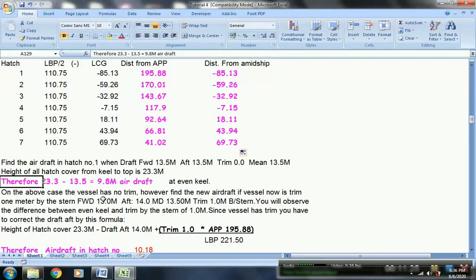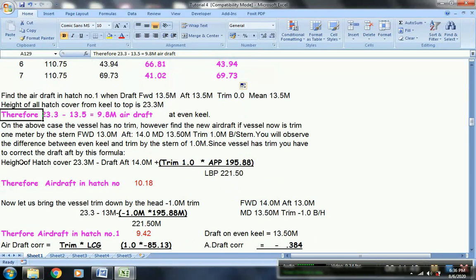In the above case, the vessel has no trim. However, find the new airdraft when the vessel is now trimmed 1 meter by the stern. Forward draft is 13 meters, aft is 14 meters, 13.5 is the mean draft, trim 1 meter by the stern. You will observe the difference between even keel and trim by the stern of 1 meter. Since the vessel has trim, you have to correct the draft aft by this formula, the same method as discussed earlier. Height of hatch cover 23.3 minus draft aft 14 meters plus trim 1 meter, and the distance from the after perpendicular in hold number 1 is 195.88. The LBP is 221.5.